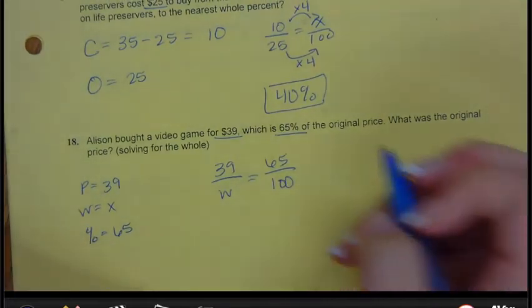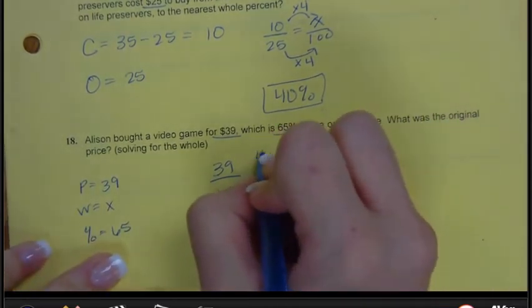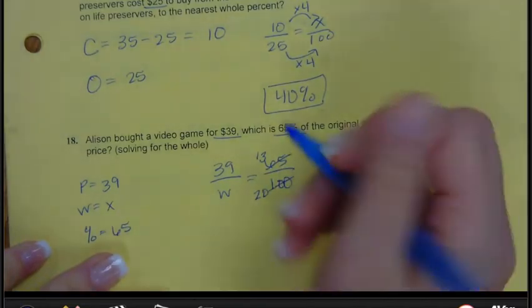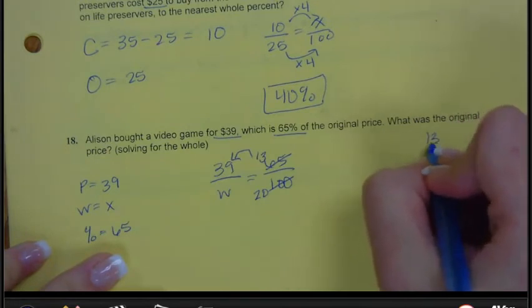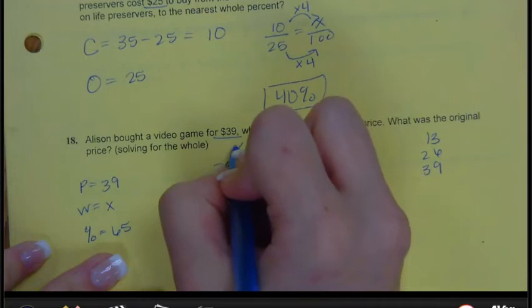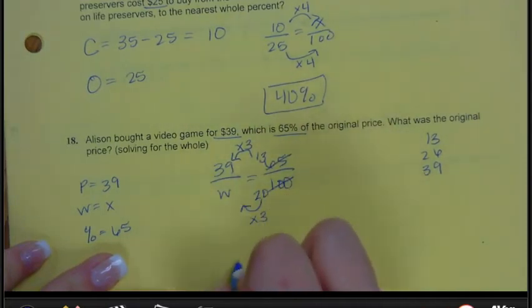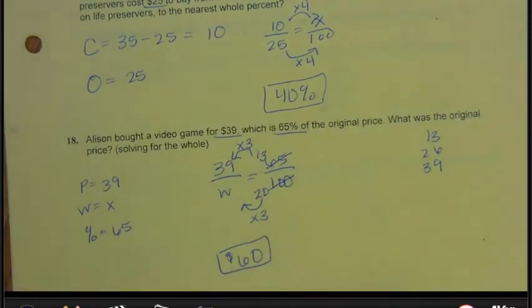Okay, I can divide both 65 and 100 by 5. Well, 65 divided by 5 is 13. 100 divided by 5 is 20. And I know that 13 can go into, let's see, 13, 26, 39. 13 goes into 39 3 times. Going to multiply by 3 on the bottom to get my total is $60. It was originally $60.